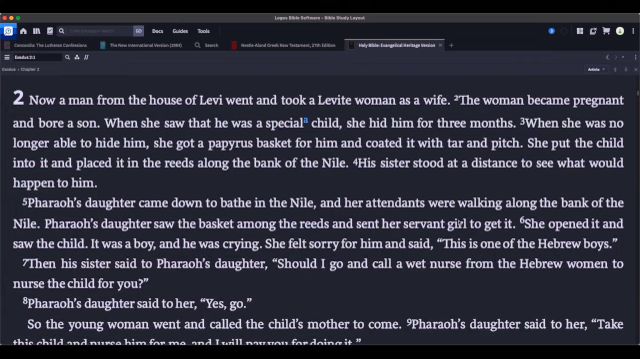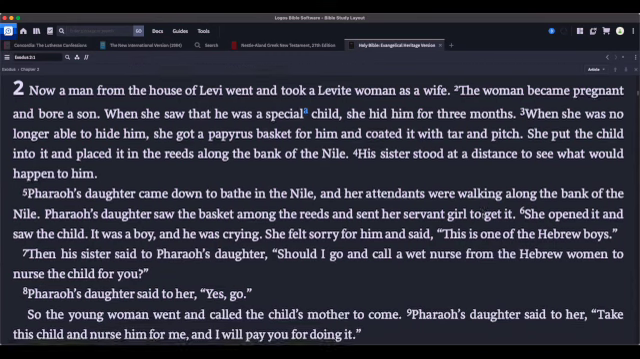Pharaoh's daughter came down to bathe in the Nile, and her attendants were walking along the bank of the Nile. Pharaoh's daughter saw the basket among the reeds and sent her servant girl to get it. She opened it and saw the child. It was a boy, and he was crying. She felt sorry for him and said, "This is one of the Hebrew boys." Then his sister said to Pharaoh's daughter, "Should I go and call a wet nurse from the Hebrew women to nurse the child for you?"